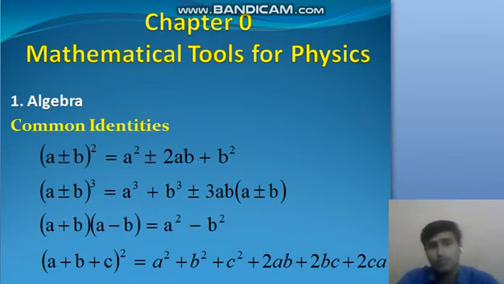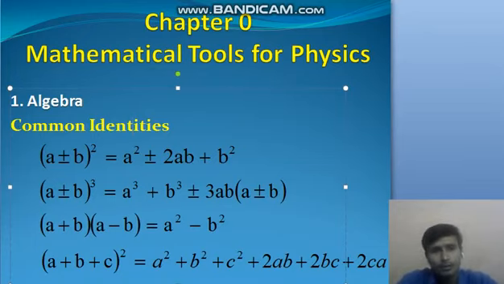Not only physics, but physics and chemistry, both. So you need to remember some basic algebra, like common identities. You know that (a plus or minus b) whole square is equal to a square plus or minus 2ab plus b square. And what is the use of this, and where do we use these common identities? You must know these common identities for physics.